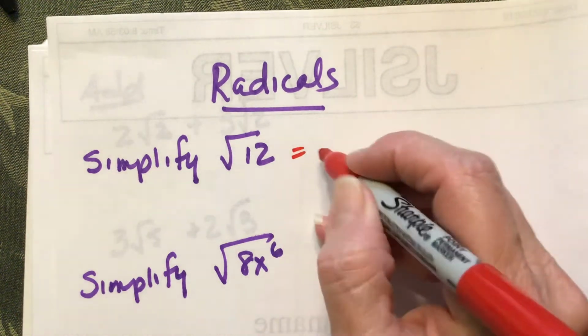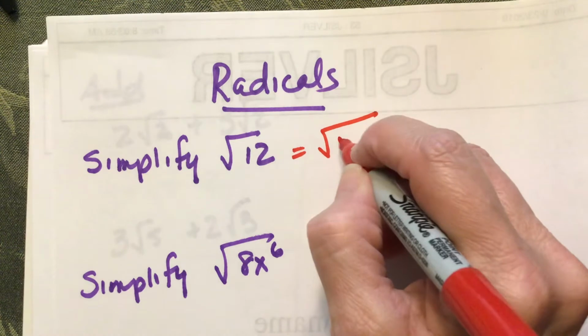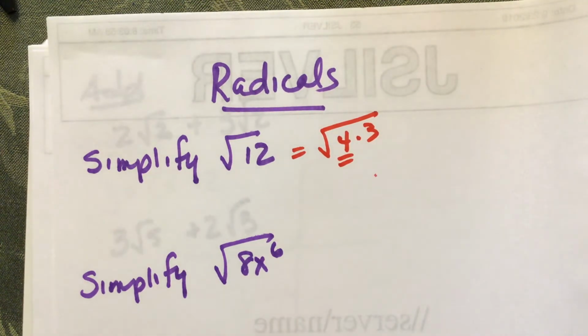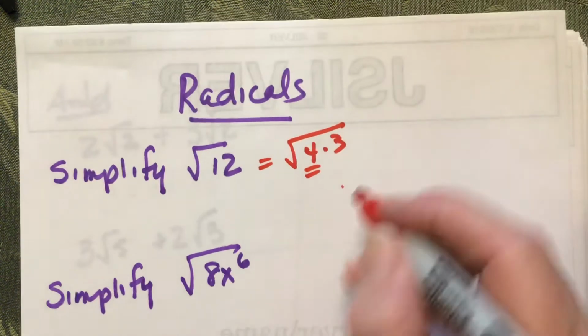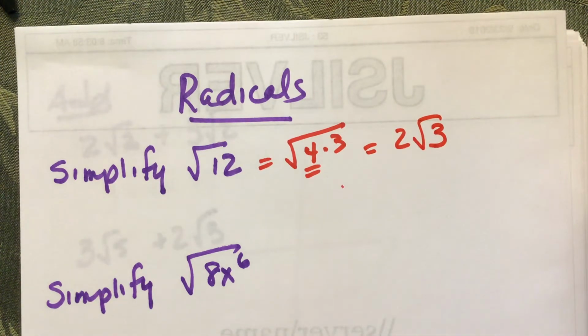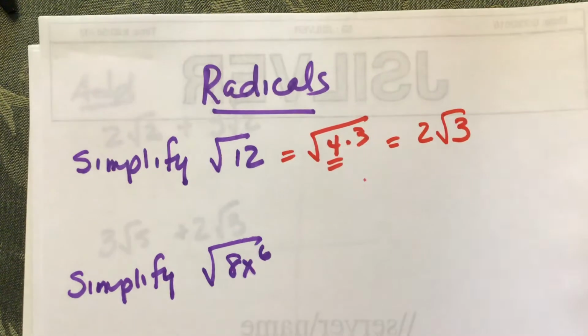What that means is I'm going to break apart 12 into perfect squares. So 12 is 4 times 3. 4 is a perfect square, so I can reduce or simplify square root of 12 to be 2 times the radical 3. So I always want to take out the perfect squares and leave what little I have to leave behind.